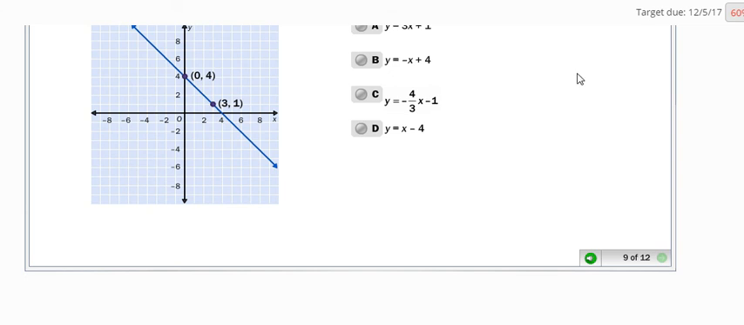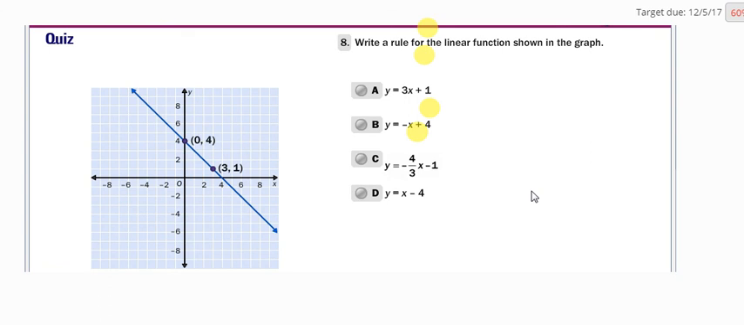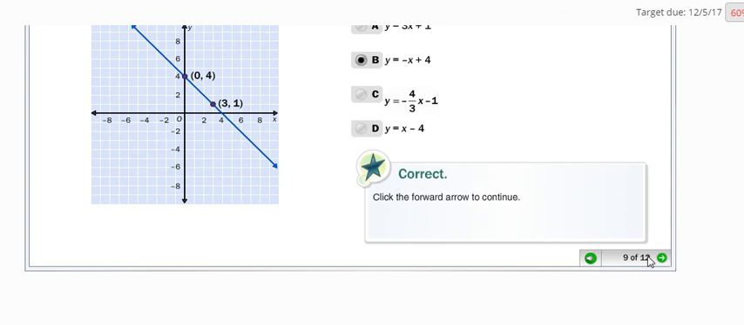Alright, here again we have a graph, so we'll start with the y-intercept right here at 4, and that's the number that's going to appear over here next to the x, that +4. So in this case we only have one option with that +4, so that becomes our answer.